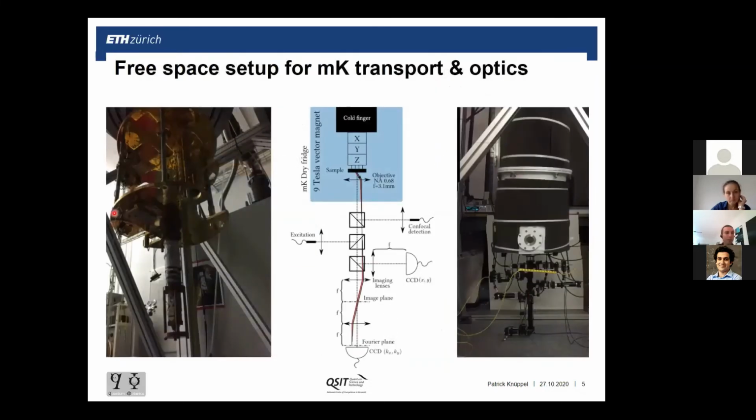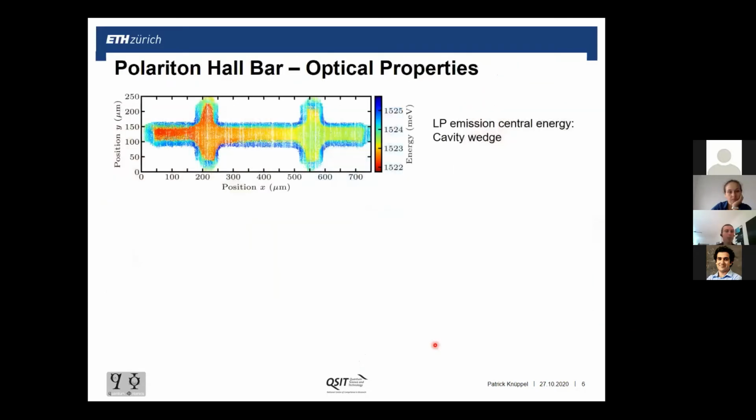This sample is then cooled down to millikelvin temperatures for two reasons. First, it will allow us to access quantum Hall physics for the electron gas, but also generally narrows down all the optical features of the 2DEG. And then the rest is really standard. Below an optical window, we then have our optics, which allows the standard real space and Fourier space imaging experiments.